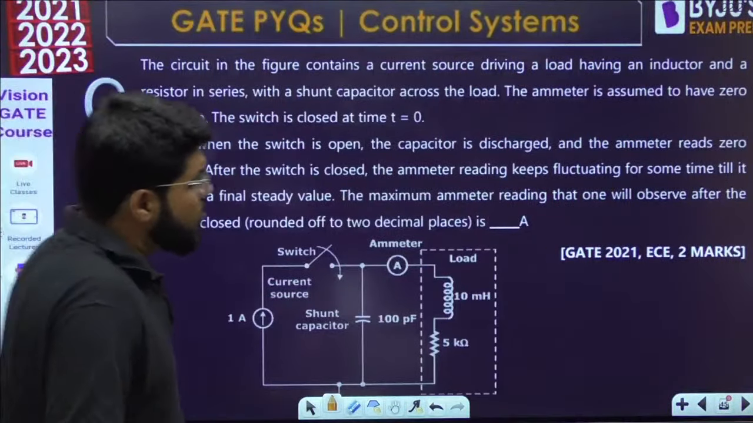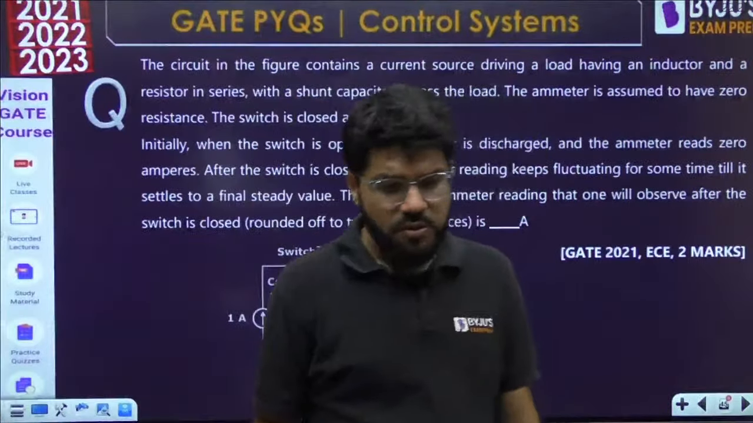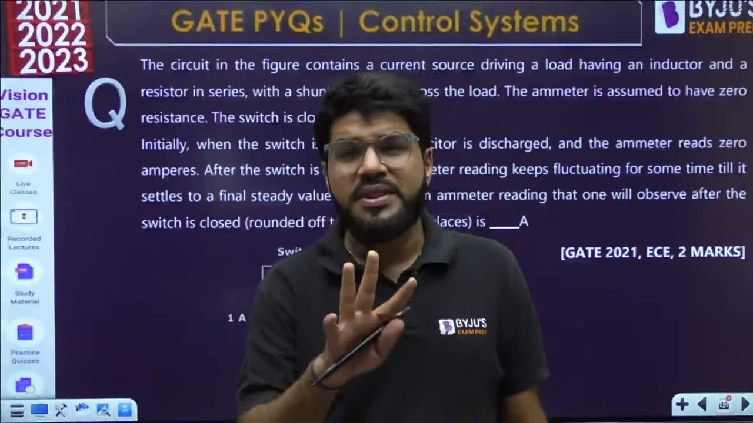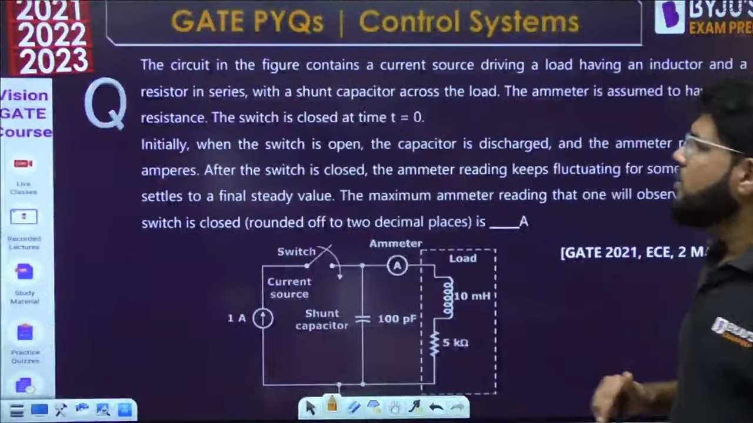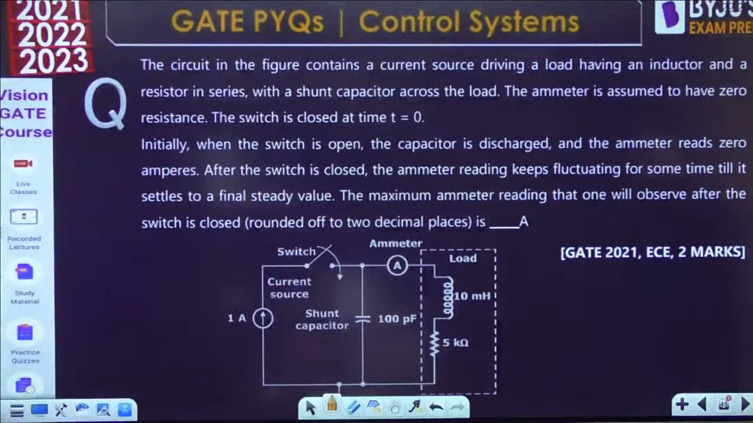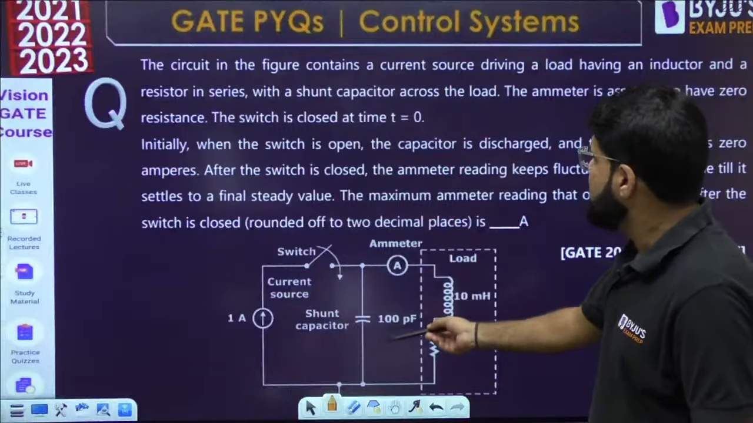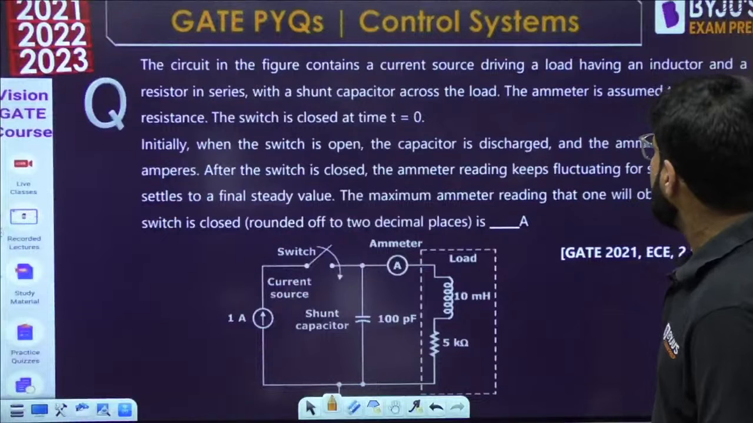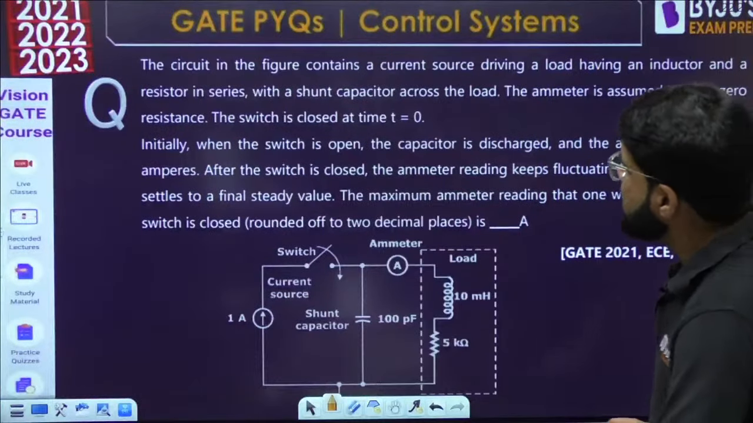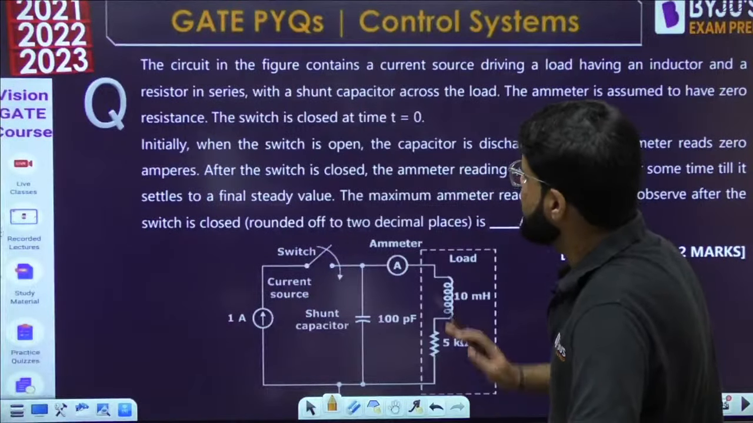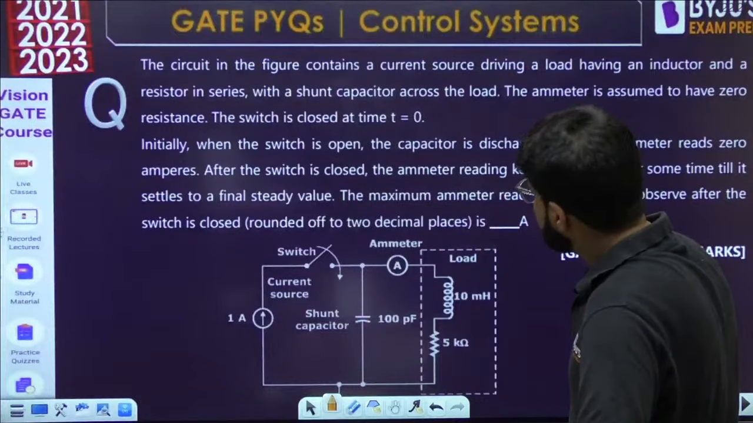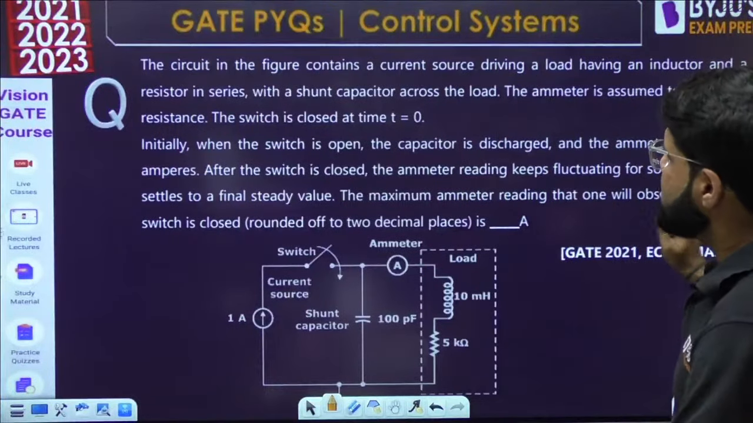Okay, again 2021. There are two questions in 2021 which mix network and control concepts. The circuit in the figure contains a current source driving a load having an inductor and resistor in series, with a shunt capacitor across the load. The source is assumed to have zero resistance. The switch is closed at t equal to 0. Initially, when the switch is open, the capacitor is discharged and the ammeter reads 0 ampere.